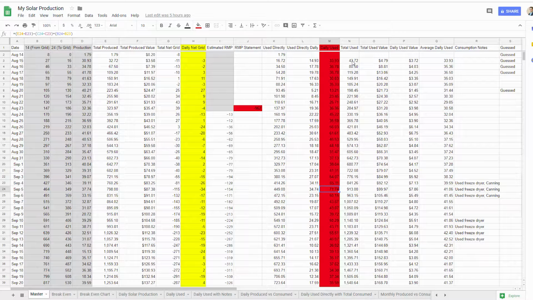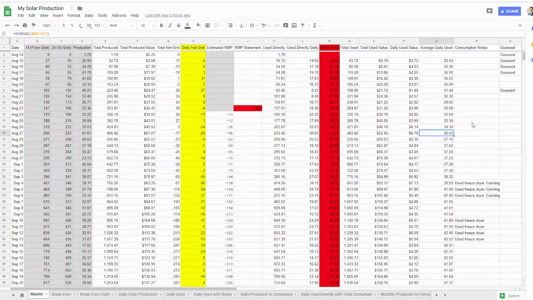So total used, now this is a cumulative number as well. So the red column is daily and this one is just total. And then total used value. So it's showing how much energy have I used and how much would that have cost me to purchase that from the grid exclusively. Daily used value is showing once again how much that particular day of electricity cost me. And then average daily used is just taking a tally of the average over time. So the first day is just itself, and then each of the following days build. And so they're always including that first day, and so the number gets more and more accurate over time.